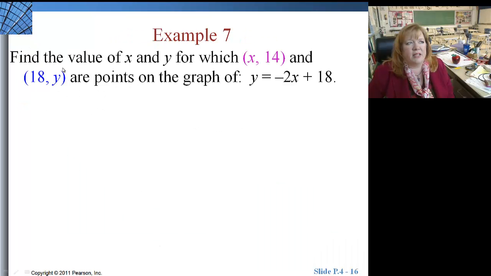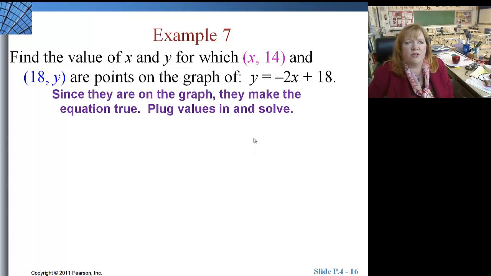Alright, let's look at this guy. This is a twist to what you have done in times past. They give us a linear equation and they say find the value of x and y for which these 2 points would be on the graph of this equation. Well, if they're on the graph, they're solutions to this. They make it true. So all we need to do is plug them in to this equation and solve. So since they're both on the graph, they make the equation true, plug them in and solve.